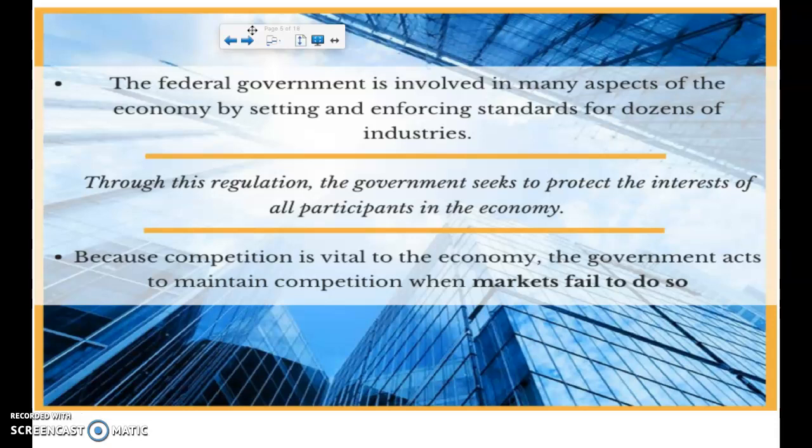And one of the ways that it does that is to look at competition. So by the government getting involved in regulation of the economy, they're trying to protect the interest of all participants. And competition is vital to our economic system. So the government wants to get involved to help maintain competition when the market is failing to do so.